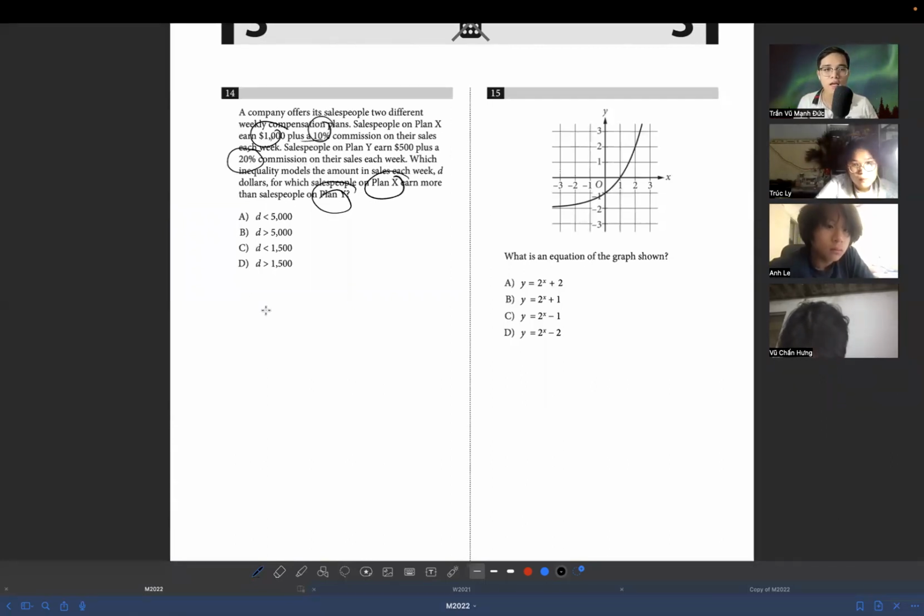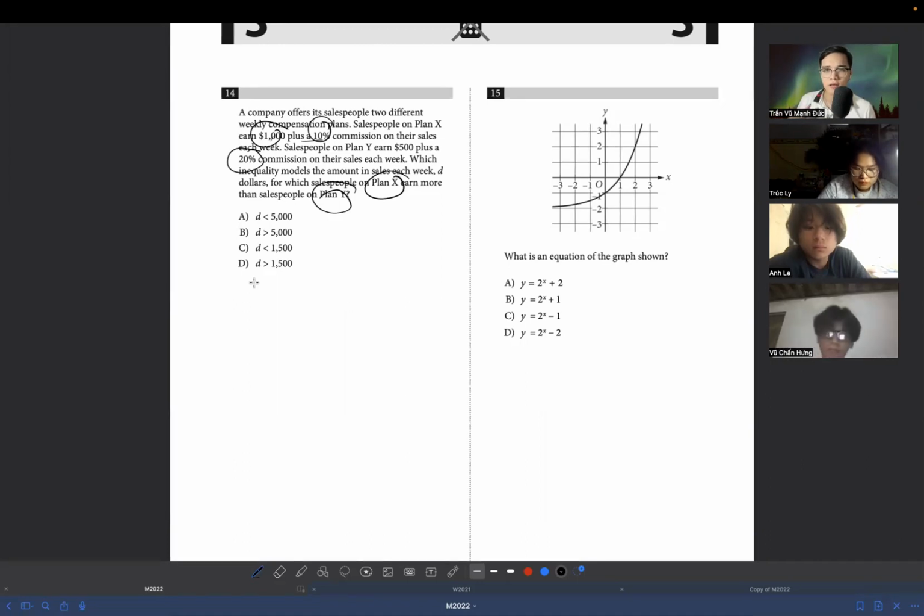What is a commission? If you sell $1, you get a commission of 20%. You get $0.20, which is 20 cents, right? You get $0.20 back. That is a commission. It's essentially the reward after you sell one product. This guy earns a commission of 20%, and this guy earns a commission of 10%. But he is $1,000. He has a starting point higher, but his commission is a bit lower.